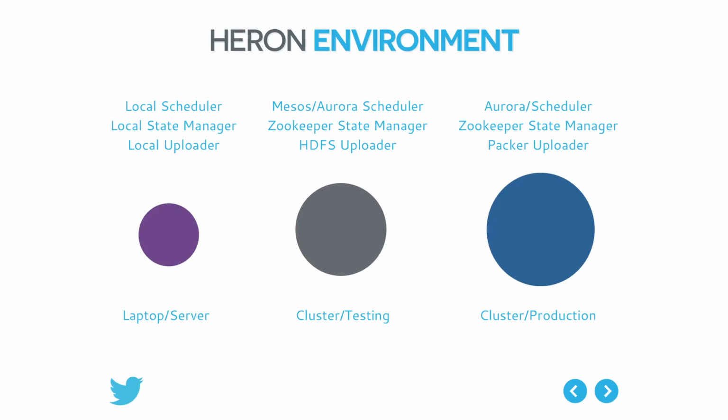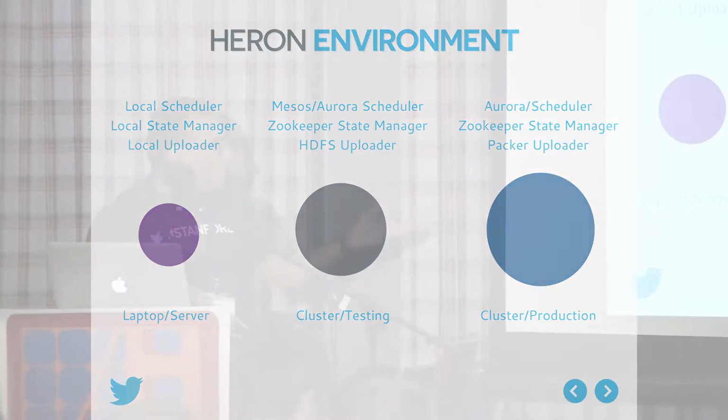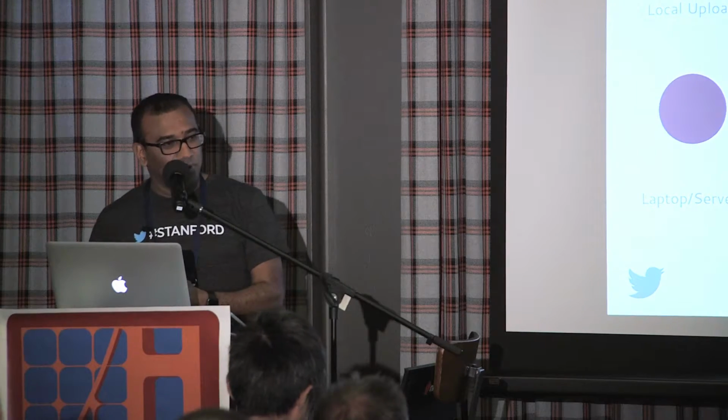So, the Heron environment. As I said, we have multiple environments for Heron within Twitter itself. For example, our development environment uses a notion of a local scheduler, where you can bring up entire running Heron topologies on a single laptop. It also uses a local state manager, which is essentially a synchronization mechanism, and for that we use the local file system. And a local uploader, where again we use the local file system to upload your jobs and run them. That is our primary development environment, where we iterate very quickly. And it runs as though it is running on a distributed system itself.